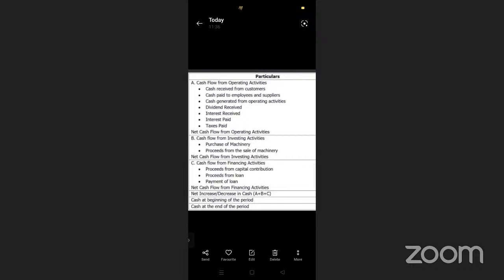When you add these three, that is cash from operating activities, cash from investing activities, and cash from financing activities, the difference will be either an increase or decrease. It does not mean that you should always get a positive figure only. You may get a negative one also. If it is negative, it is a decrease in cash flow. If it is a positive figure, it is an increase in cash flow.